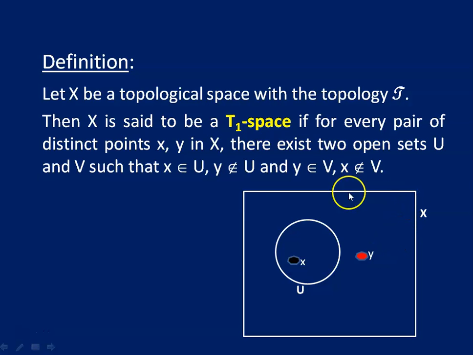If we have a topological space X, for any two distinct points x and y in X, there exist two open sets U and V where U contains x but not y, and V contains y but not x. If this condition is satisfied for every pair of points x and y, then we say that X is a T1 topological space.